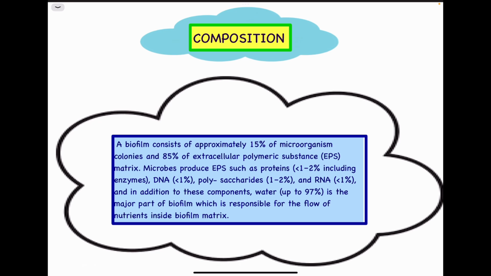So here it is clear that water makes the majority of the biofilm, and it is also responsible for the flow of nutrients inside the biofilm matrix. These nutrients are basically derived from the saliva itself, and because of the large quantity of water which is present within the biofilm, there is easy flow of nutrients within the biofilm from the saliva.